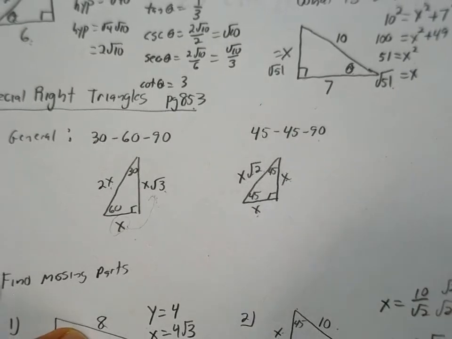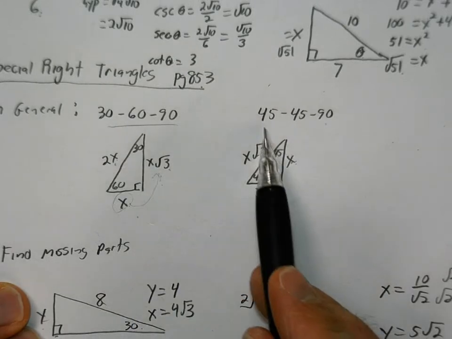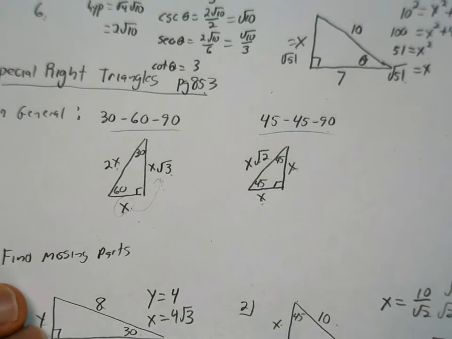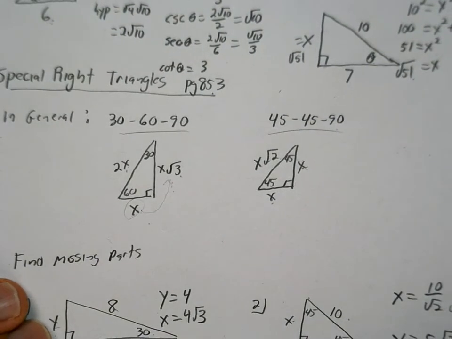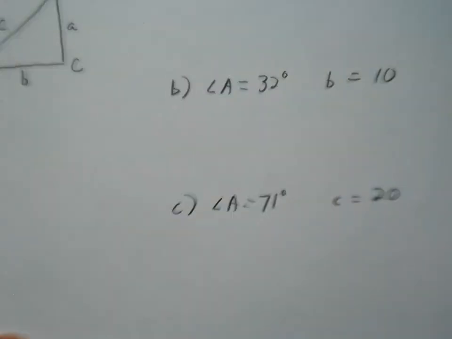Unfortunately, we don't always have these special triangles, 30, 60, 90, and 45, 45, 90. Sometimes we have angles that we can't just apply these rules to. In that case, a little bit.